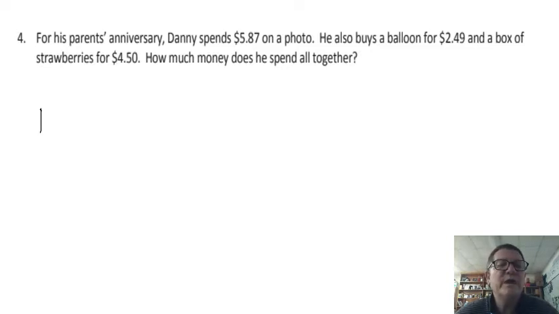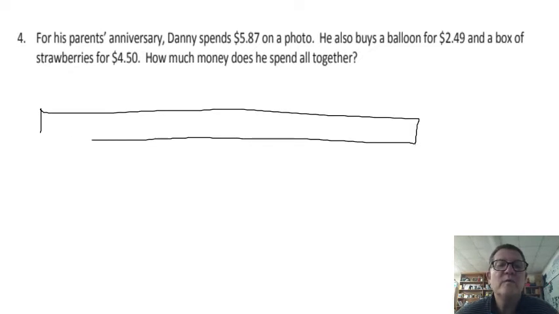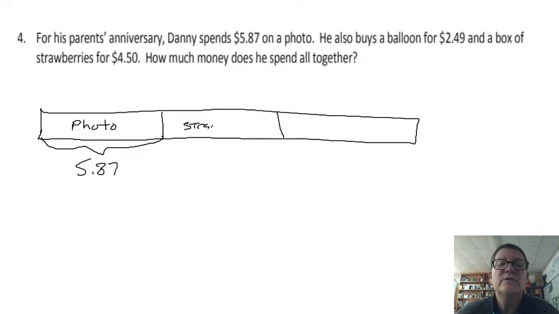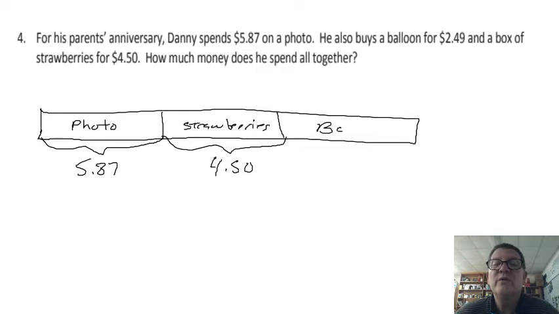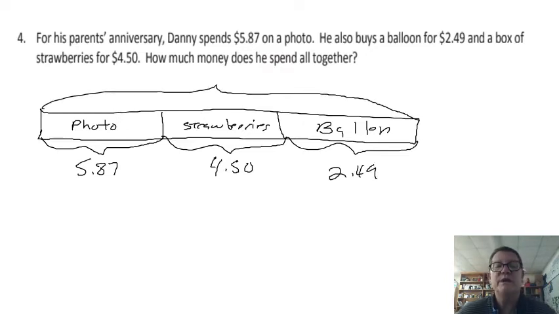Well, if I take a tape diagram again, if I split this into 3 sections, and I know the photo cost $5.87, and I know the strawberries cost $4.50. And then the balloon was $2.49. And I'm looking for the total amount of money he's spent.